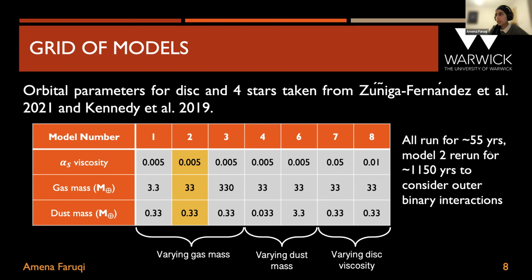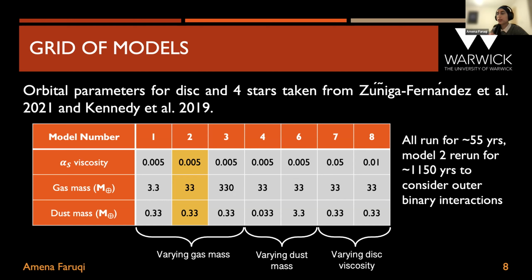But of course, this doesn't allow for any kind of long-term effects to come into play as the two binaries orbit each other over longer timescales. So the second model, the reference model, was actually rerun for a second time for a period of about 1,150 years, which is around about 5 orbits of the wide binary.